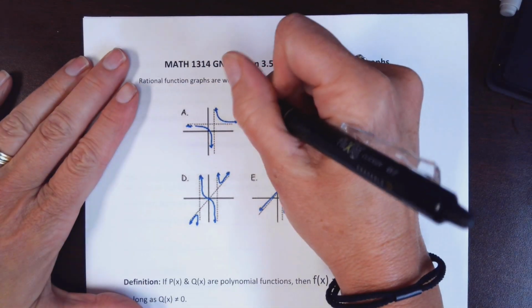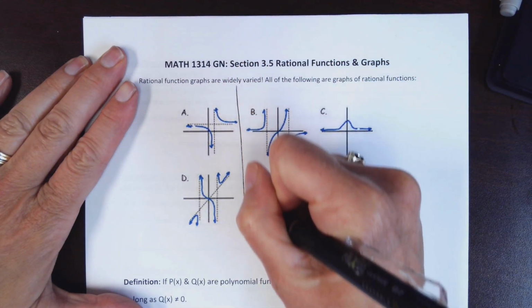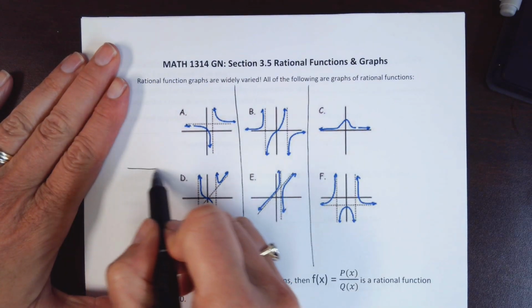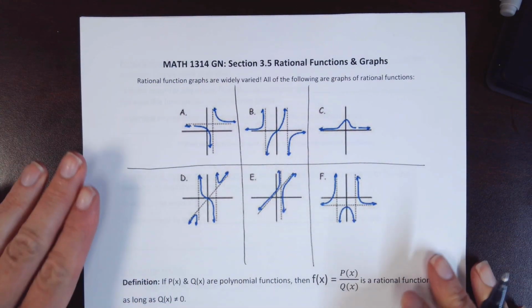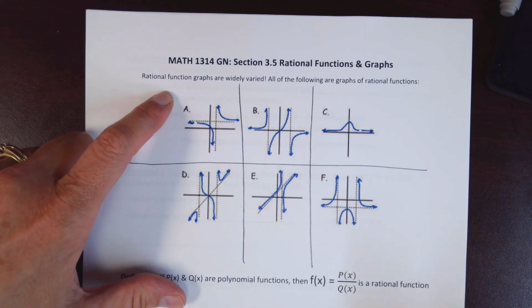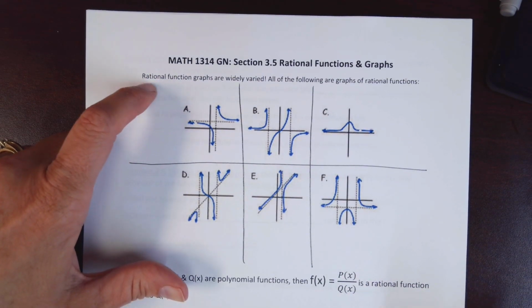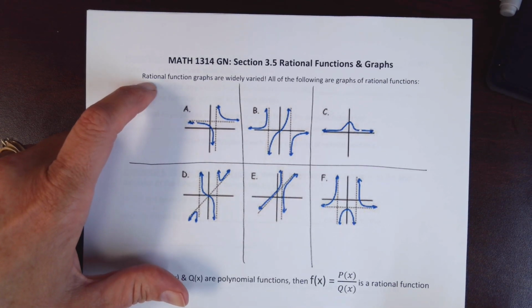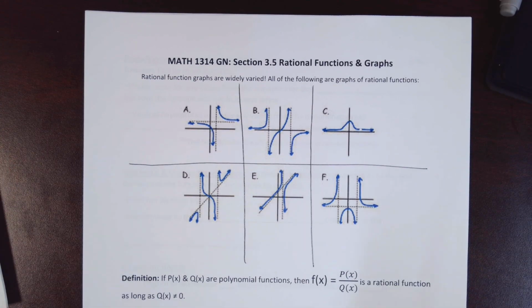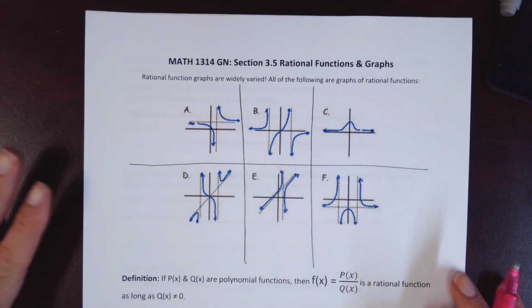I'm going to go ahead and divide out our space here because we're going to talk about each of these 6 graphs as we work through these first 2 or 3 pages. Rational function graphs are widely varied. Unlike our polynomial functions, where it's super easy to see, this is the shape, this is the function, our rational function graphs have some things in common, but it's not like one defined shape.